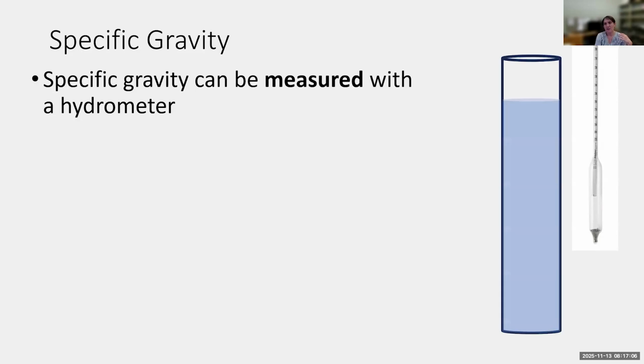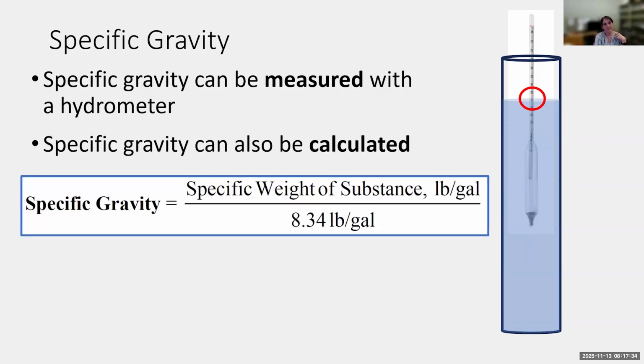So to measure specific gravity with a hydrometer, you need a container with the liquid that you're testing. And then you put the hydrometer inside the liquid and it should float. You want to give it a spin to make sure it doesn't stick to any sides. And once it comes to a rest, you read the number on the hydrometer where the top of the liquid intersects. So that's going to be your specific gravity.